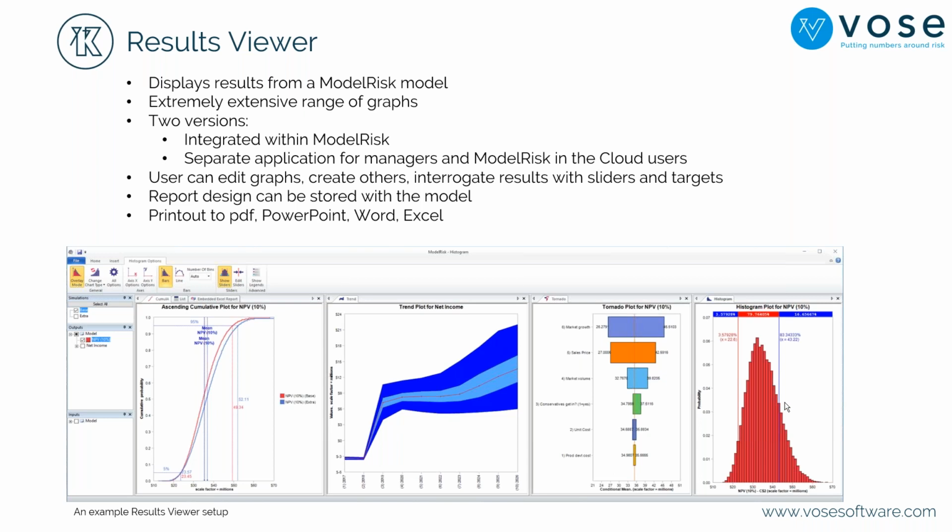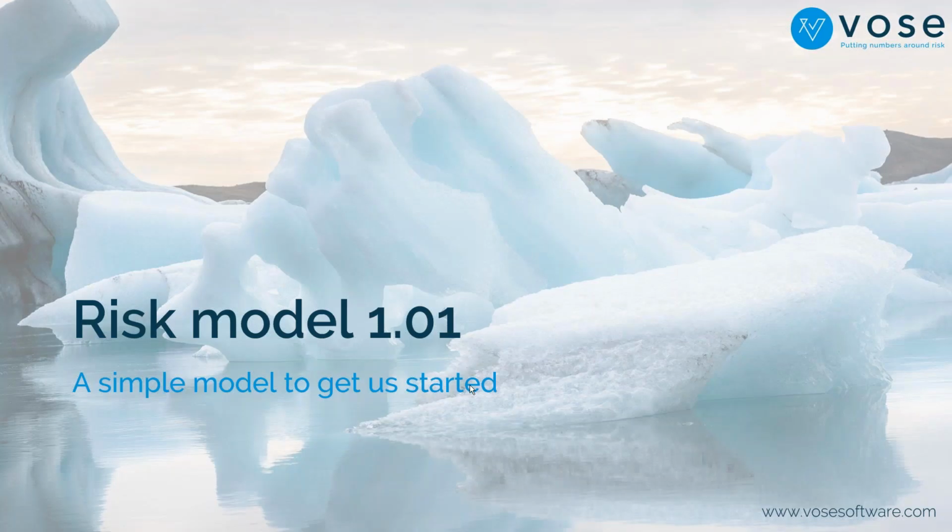So when you make pretty graphs, you format them. When you save your model, it remembers the format that you've asked for. Next time you run the model, it will show you the same graphs. When you save it and send it to a client or a boss or whatever, they will get this exact same results view of all the different graphs. Right.